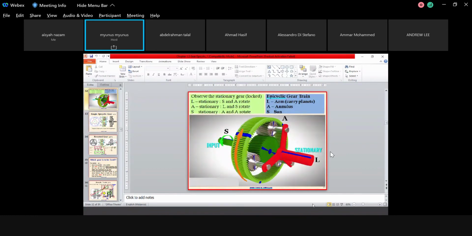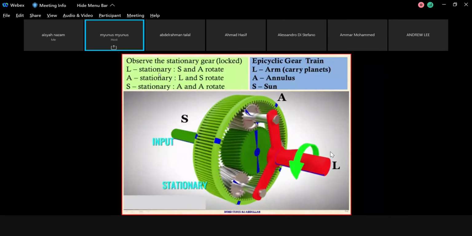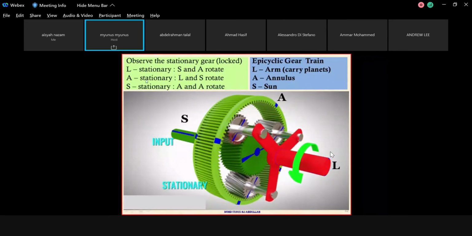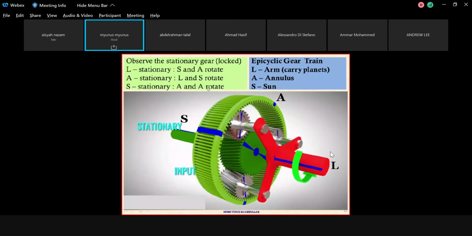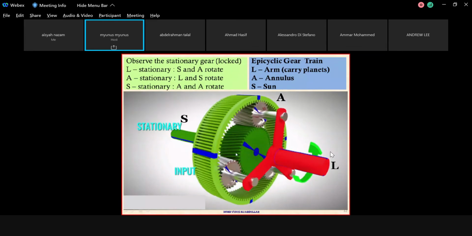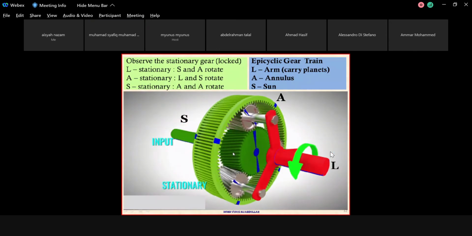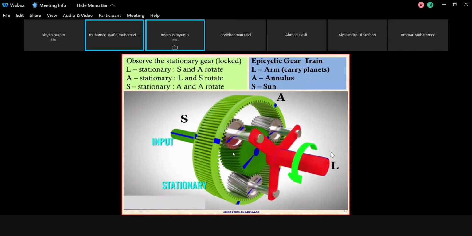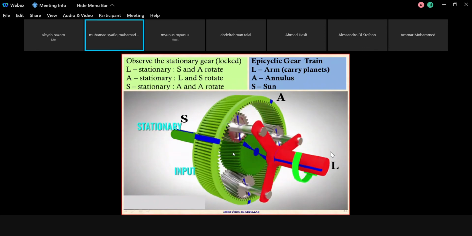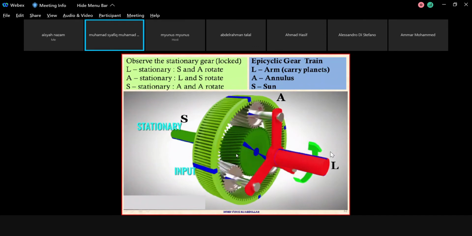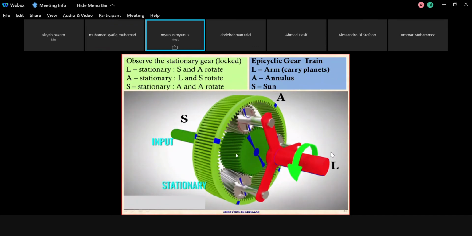So if I can share again, look here: when the annulus (A) is stationary, the sun (S) and arm (A) rotate. When the arm is stationary, the annulus and sun rotate. When the sun is stationary, the arm and annulus rotate. This is the beauty of the epicyclic gear. Doctor, I don't understand when the sun is stationary. A and A means annulus. Look at what is stationary. That means you lock it. When you lock it, it will not move.